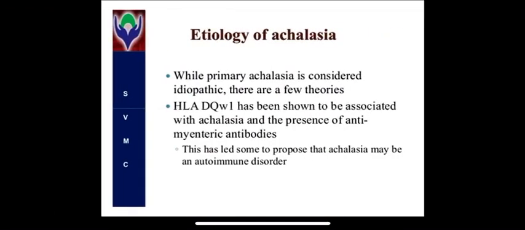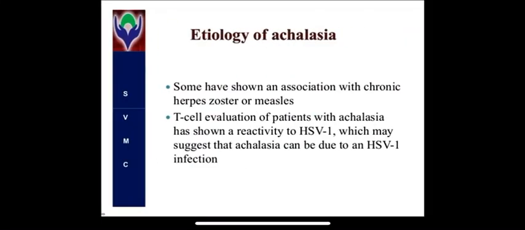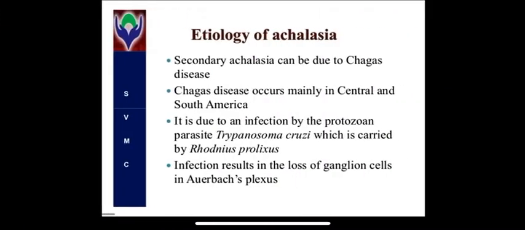Etiology of Achalasia. While primary Achalasia is considered idiopathic, there are a few other theories. HLA-DQw1 has been shown to be associated with Achalasia, and the presence of anti-myenteric antibodies leads some to propose that Achalasia may be an autoimmune disorder. Some have shown an association with chronic herpes zoster or measles infection. T-cell evaluation of patients with Achalasia has shown a reactivity to herpes simplex virus 1, which may suggest that Achalasia can be due to herpes simplex virus 1 infection.